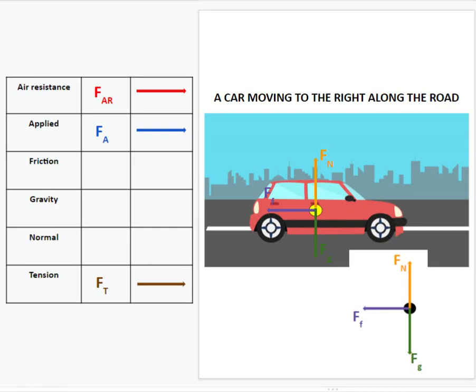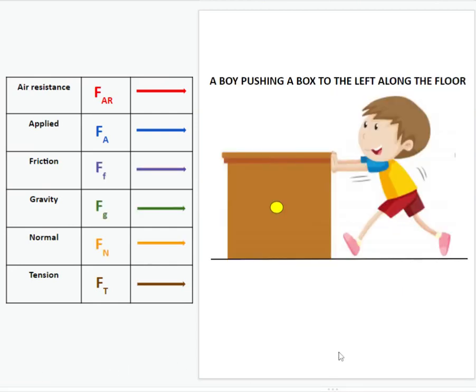All right, let's go through another example. Here I have a boy pushing a box to the left along the floor. This time, try and label the forces on your own using the questions I asked myself. Go ahead and pause the video here.